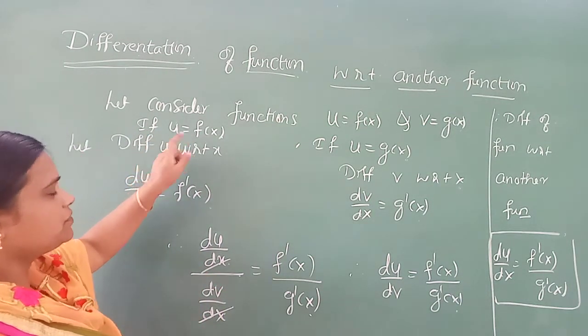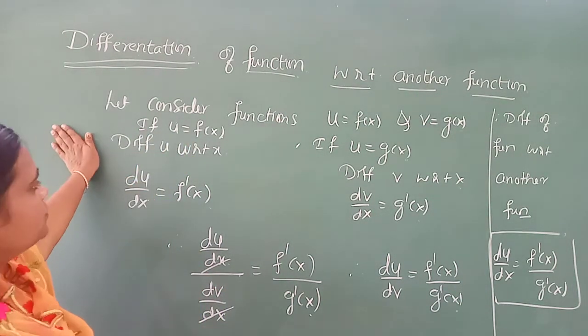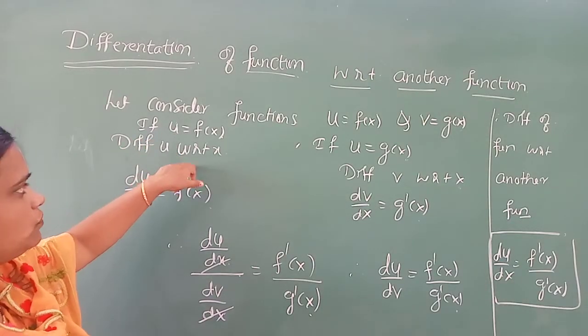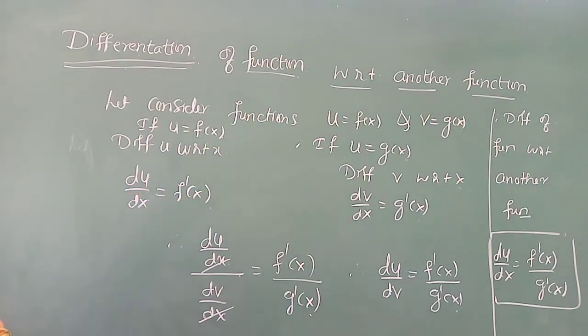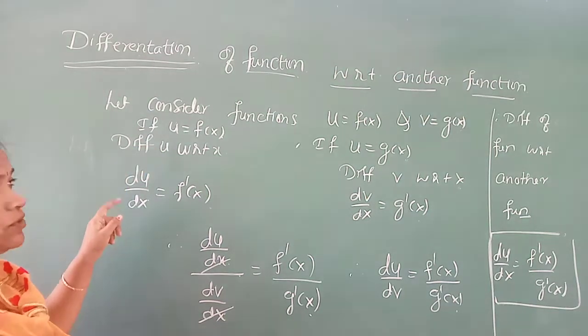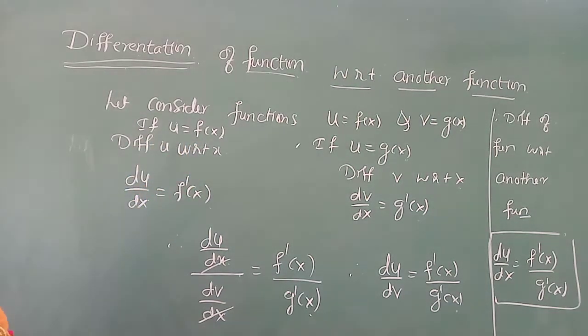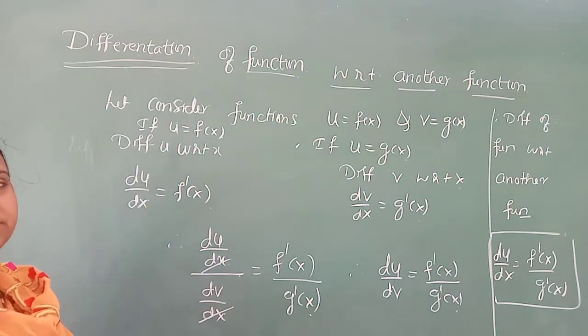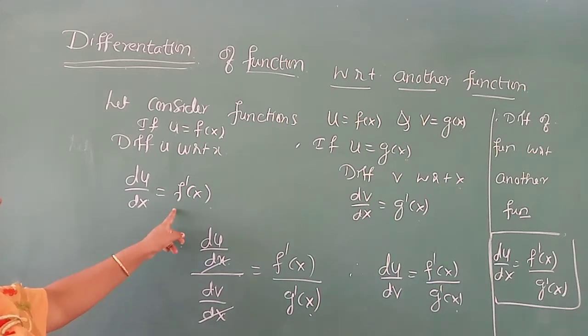If u equal to f of x, then differentiate this function u with respect to x. We get du by dx because u is a function of x. Du by dx is f dash of x. First time we are doing the differentiation, therefore we are writing f dash of x.